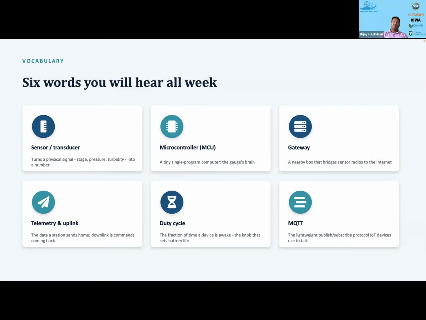A telemetry or an uplink is the data that a station sends to the cloud, to the network, and a downlink is the command that comes from the cloud. A duty cycle is basically the fraction of time the device is awake, so it decides how long your battery is going to last. And MQTT is the protocol that these edge devices use to talk.